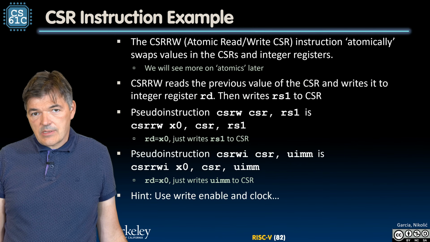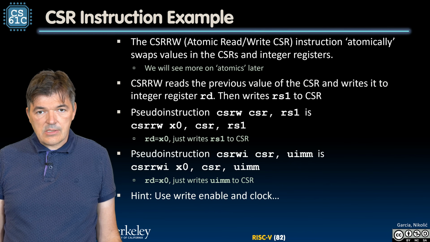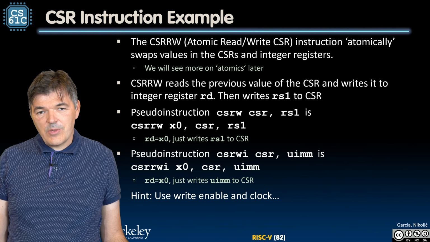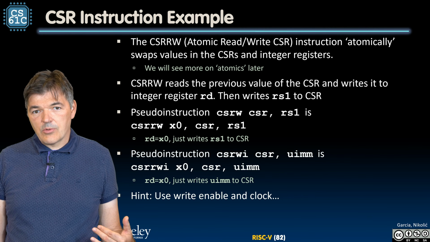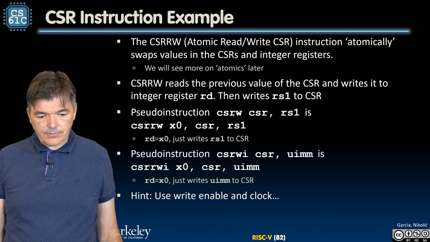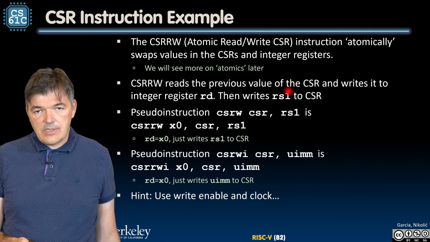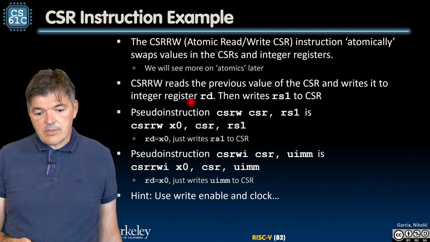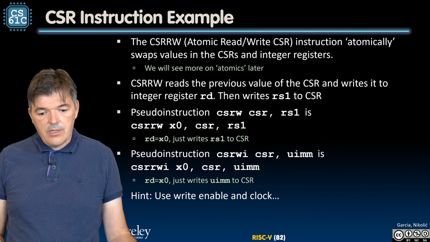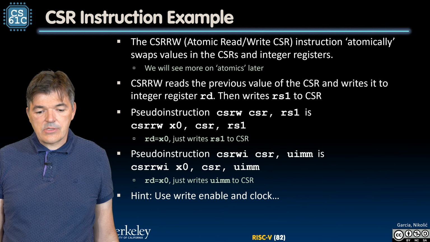As an example of a CSR instruction, I've mentioned CSRRW, which is the atomic read-write CSR. We'll see later in the course a much better definition of what atomic means, but in this case it means that we would like to swap the values in CSRs and integer registers. So CSRRW reads the previous value of the CSR and writes it to integer register RD, and then writes what is in RS1 to the CSR. It doesn't change the value of the source register.